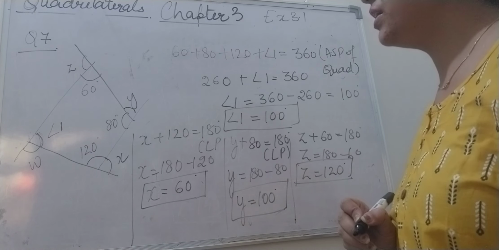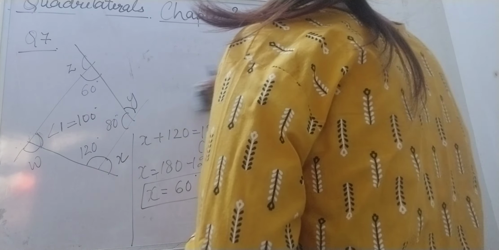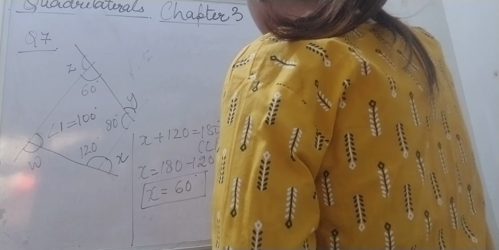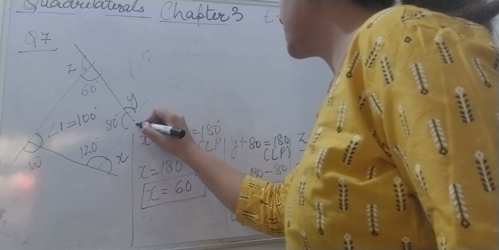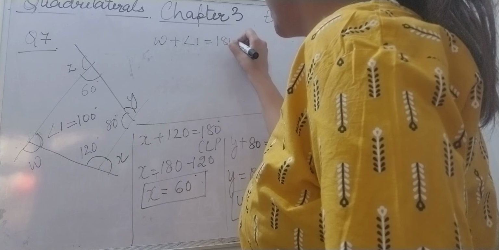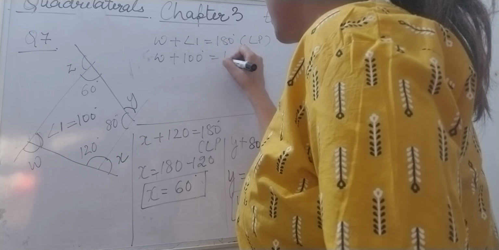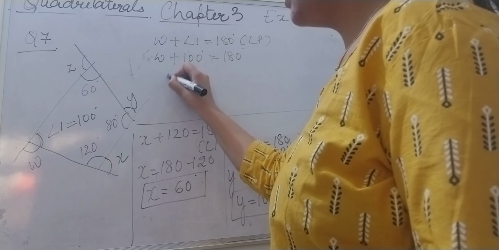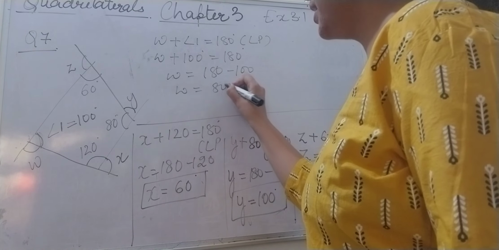Now finally we are going to find the value of w. I am erasing the top part. Angle 1 I will write down separately. This is equal to 100 degrees, which we have calculated. Now w plus angle 1 equals 180, again a linear pair. w plus 100 degrees equals 180. w equals 180 minus 100, w equals 80 degrees.